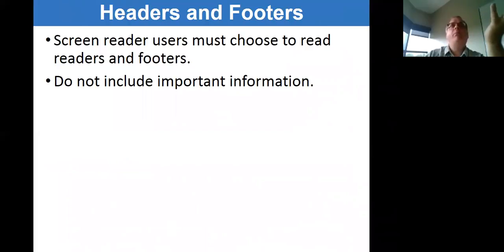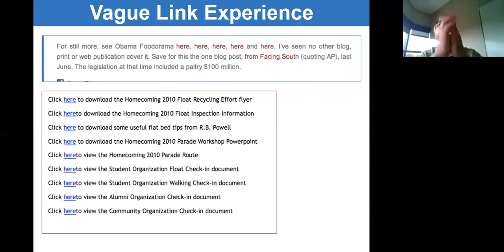So people have to choose to read the headers and footers, so you really shouldn't include important information. Use it for things like the page numbers and what we normally use it for, not footnotes or that sort of thing. So let's talk a little bit about vague link experience.